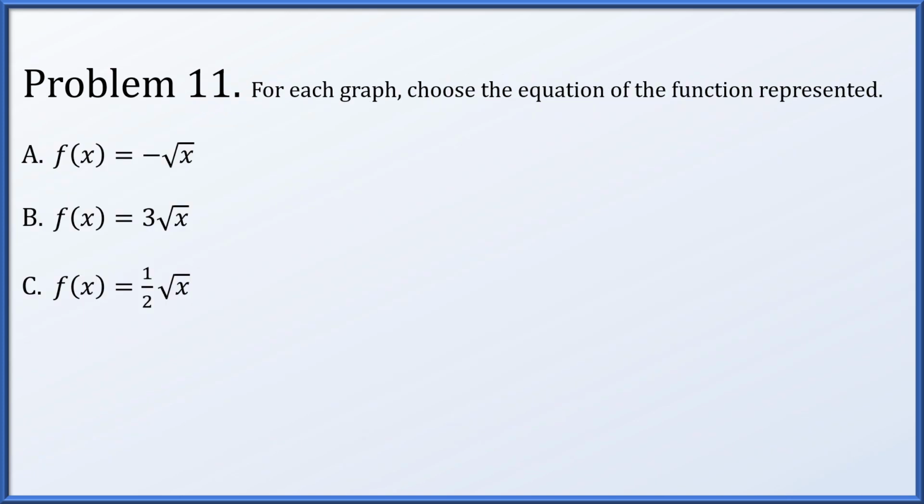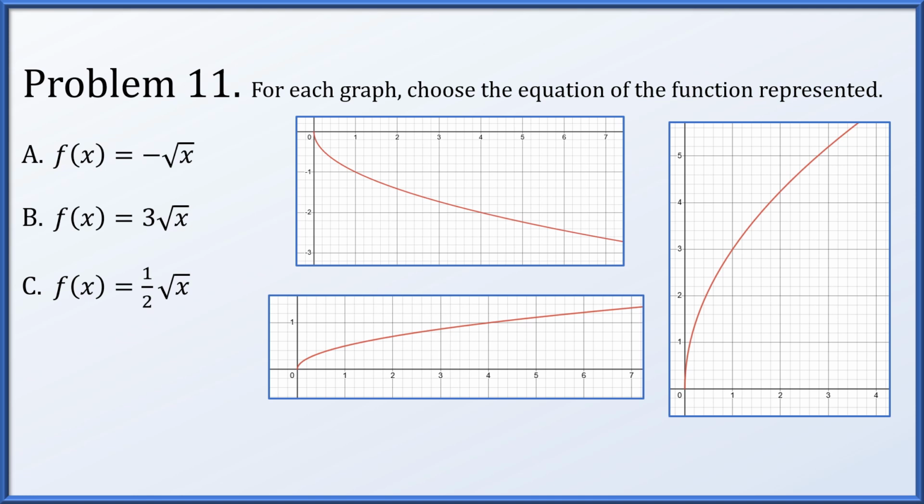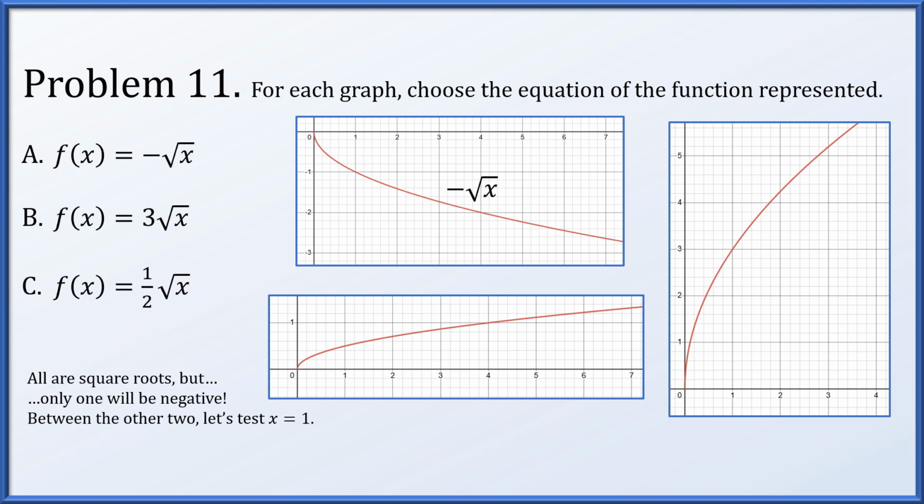In number 11, we have three functions here, and we have three graphs. So f of x equals negative root x, f of x equals 3 root x, and f of x equals 1/2 root x. So they're all radical functions, but we're going to be looking for what we can use to distinguish one from the other. Well, the only one that produces negative outputs is the first one, so that's got to be this graph here. It's the only graph with negative y values.